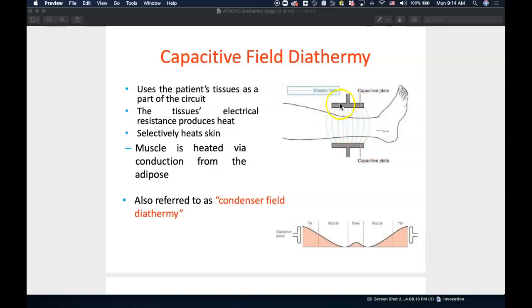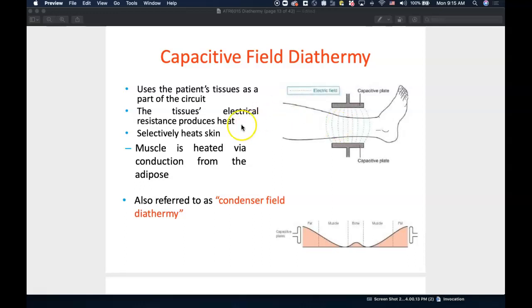And so we have these things called capacitive plates that are, for the most part, metal. I've seen some plastic ones, but we have these metal plates that sit just above the patient's skin. Most often they have to surround that skin. Does that make sense? So either anterior, posterior, or medial lateral positions, but you have to create an electric field, essentially. So the tissue's electrical resistance produces the heat. In essence, instead of molecular vibration, what you get is this resistance from the electricity, which creates the actual heat within the patient itself.